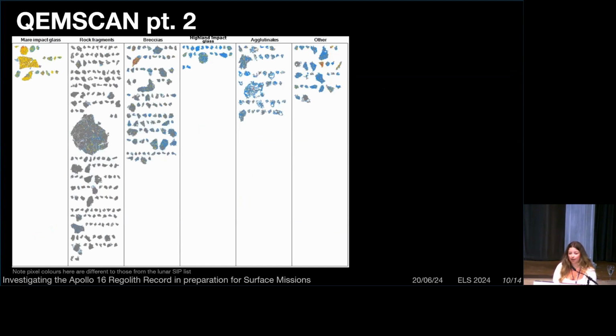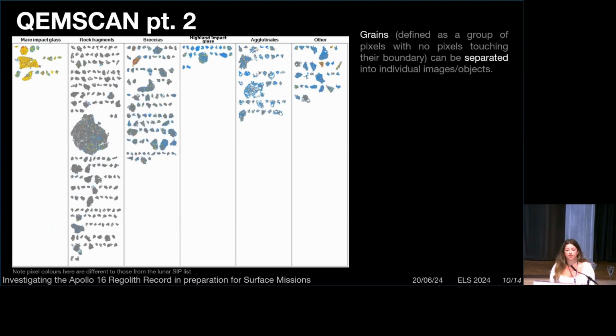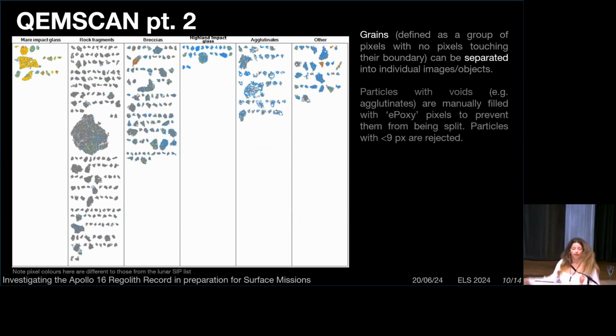So we can take ChemScan one step further, and from the mineral images, we can extract individual grains to have their own images. We do this by defining them as a group of pixels that have no pixels touching their boundaries. Before we separate them, we make sure we fill in voids in grains like agglutinates so they don't get split into several grains. Then we apply a separator process. Then we remove these manually added epoxy pixels, and we also reject grains that are less than 9 pixels in size, as we can't confidently identify them as grains.